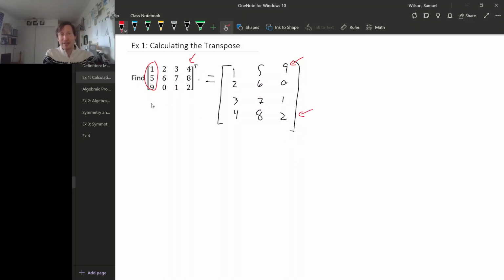Also, notice that the original matrix was 3 by 4, and the transpose is 4 by 3. Right? So the dimensions of the transpose are just the opposite of the dimensions of the original matrix.